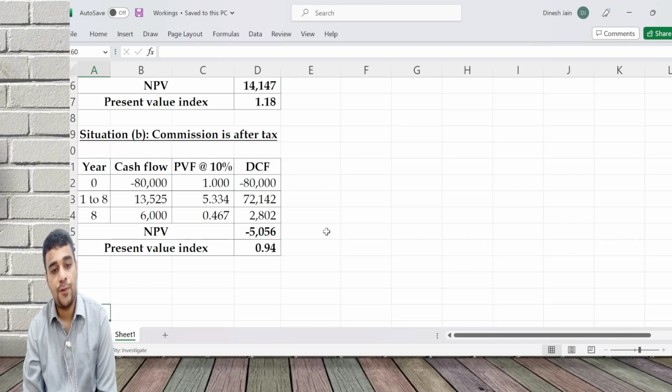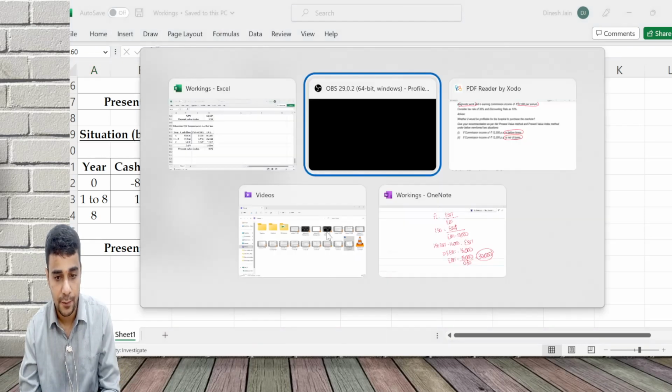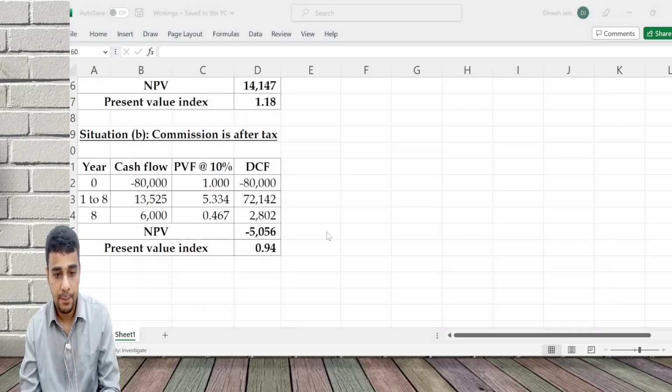Positive NPV of 14,147, index is 1.18. Negative NPV of 5,056, index is 0.94. Let me know if there are doubts. Any doubts on this, please let me know. Hope this is clear.